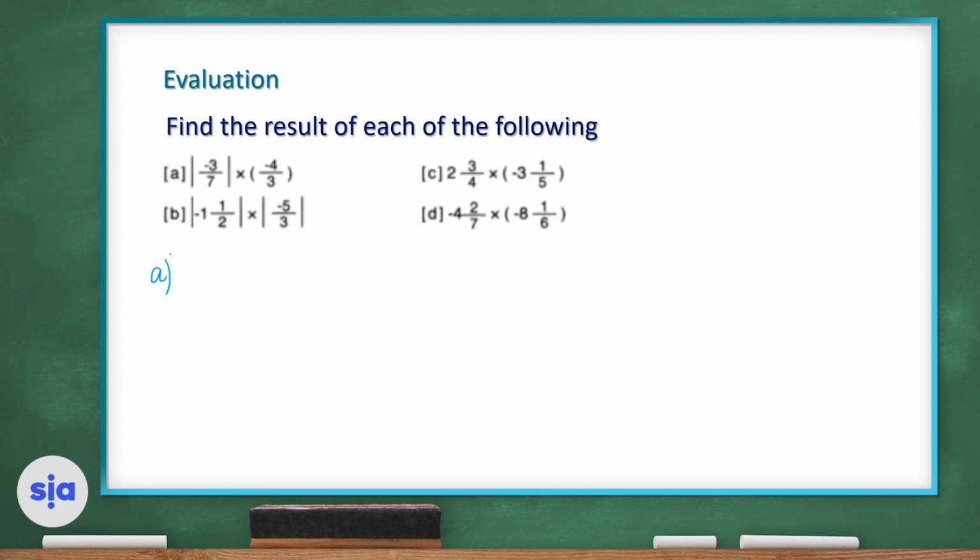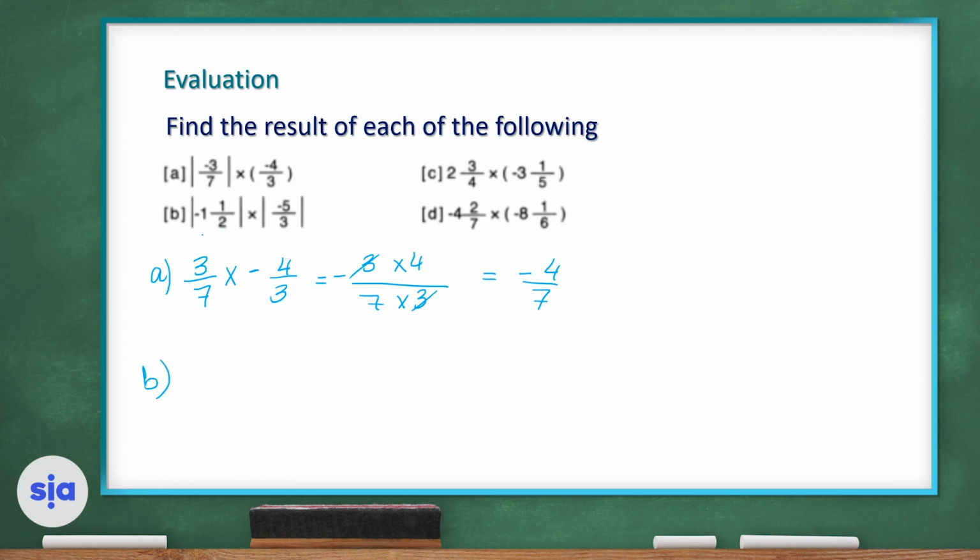Absolute value of negative 3 over 7 is 3 over 7 multiplied by negative 4 over 3. To do this one, it is negative 3 times 4 over 7 times 3. You can easily cross out the 3 with the 3, so it will be negative 4 over 7.